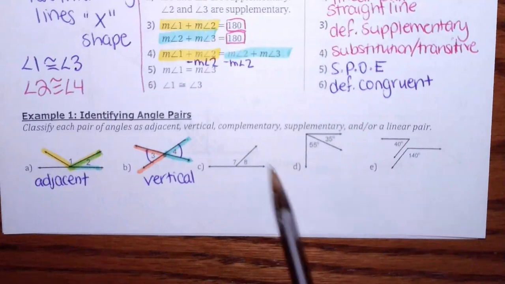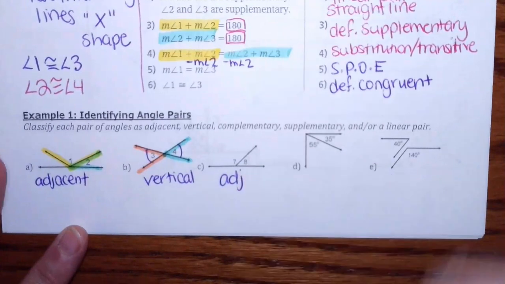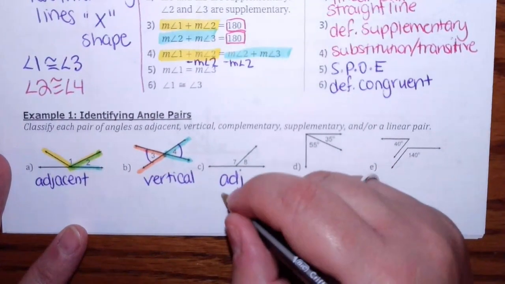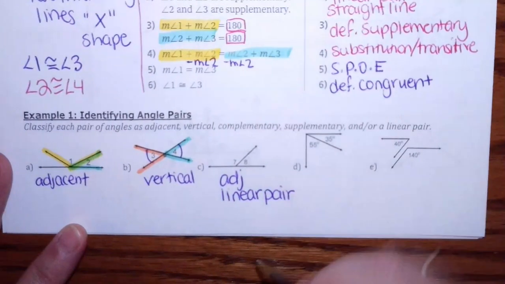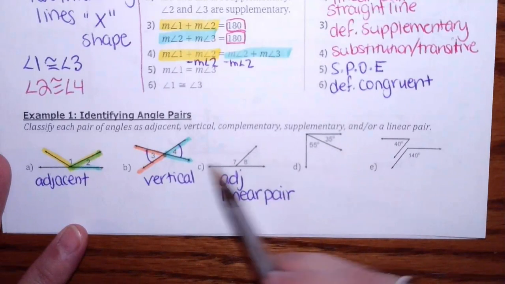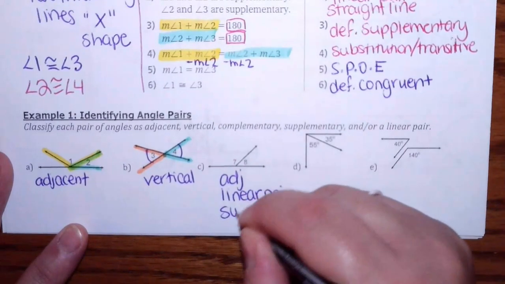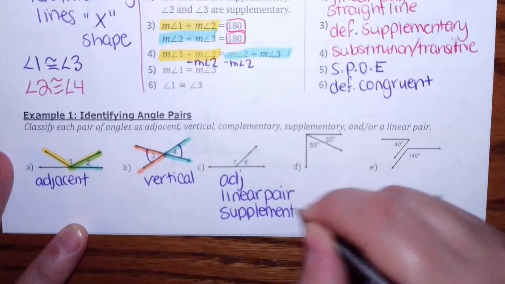Now, angle 7, angle 8. These are adjacent, which I'm just going to abbreviate real quick. They're also a linear pair. They form a straight line. And even though I don't have angle measurements here, because they do form a straight line, I do know anytime you have a linear pair, they'll automatically be supplementary there.